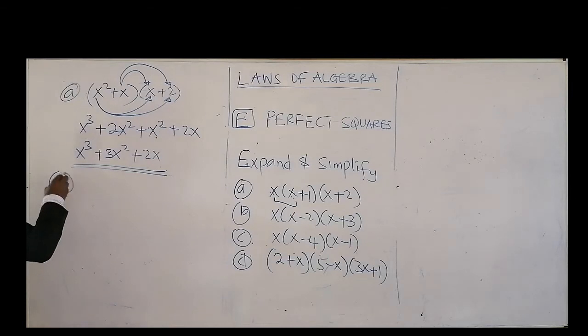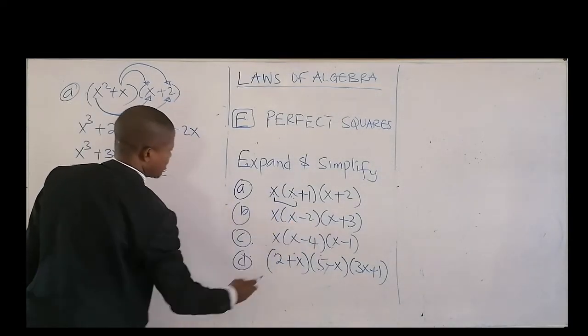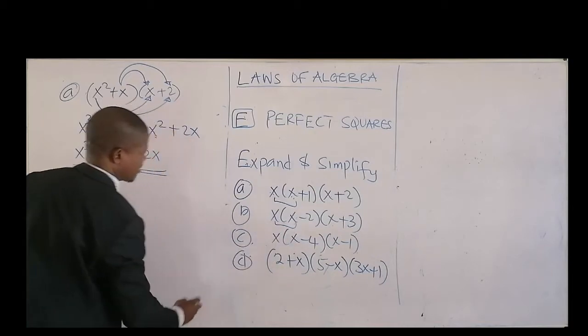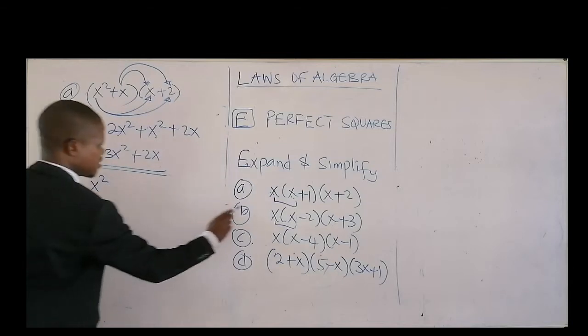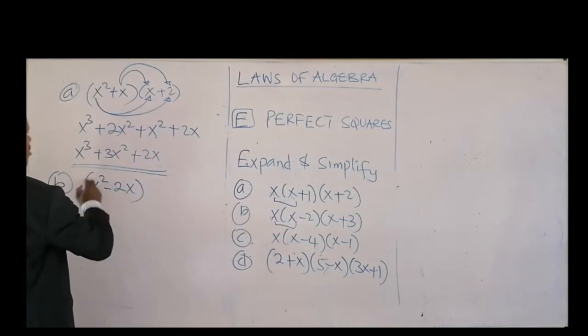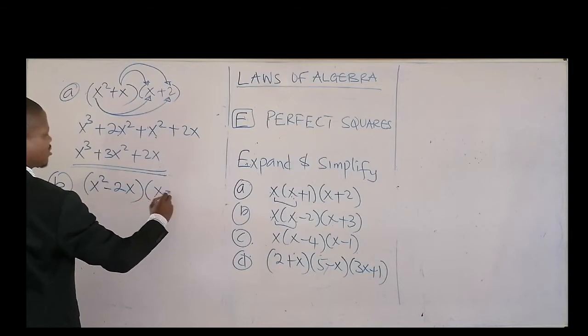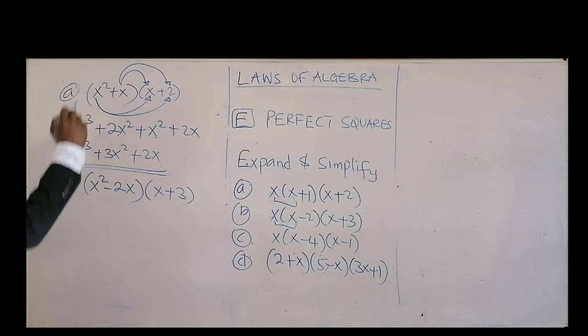The B part is also in 3 parts, 1, 2, 3. So I'm going to reduce it to 2 parts. So this one times this one, that's x squared. This one times this one, that's minus 2x times x plus 3. So this has been reduced now to two parts.